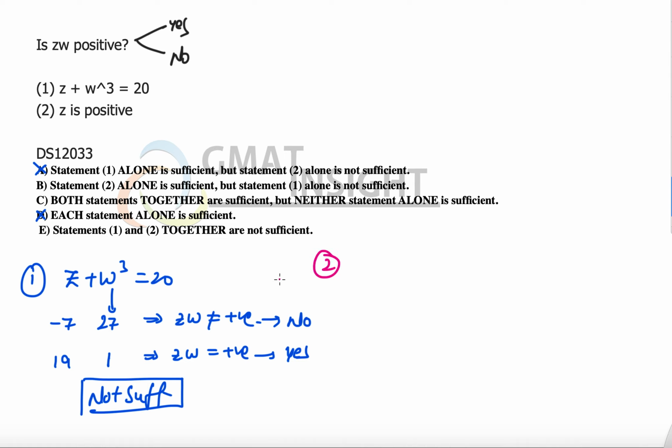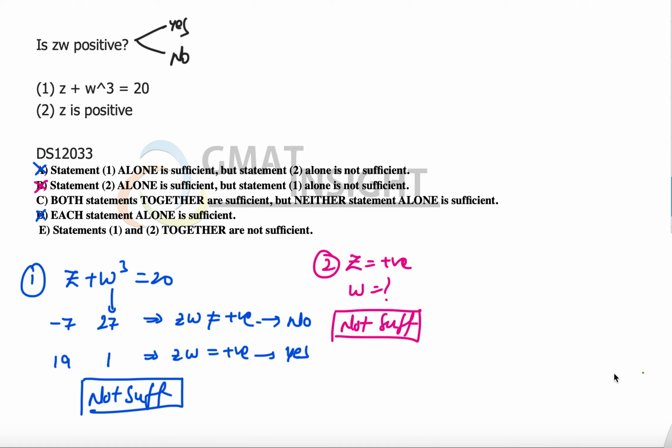Now let's use the second statement independently first. The statement says Z is positive. Z is positive, but we are not sure about W, therefore the second statement is not sufficient, because unless we have the sign of Z and W both, we cannot find out the answer to the question. So B option is also out because the second statement is not sufficient.